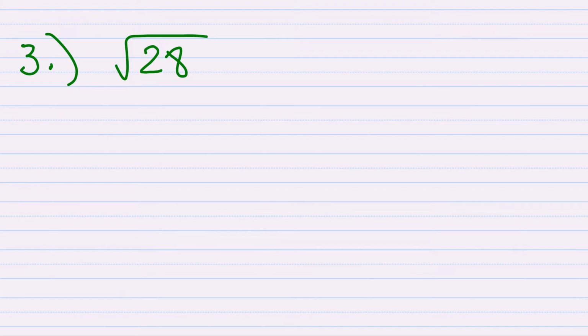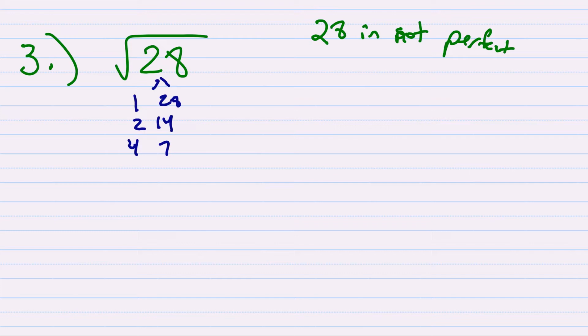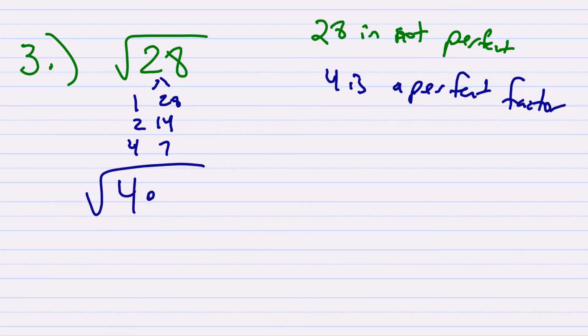All right, so number 3 is on the whiteboard. I actually already did this all out, but now I'm going to explain it. So radical 28, I have one radical. The number inside, 28, is not perfect. But I can write the factors of 28 as 1 and 28, 2 and 14, 4 and 7. Only one of these factors is perfect. 4 is a perfect factor. So I'm going to rewrite 28 as the square root of 4 times 7.